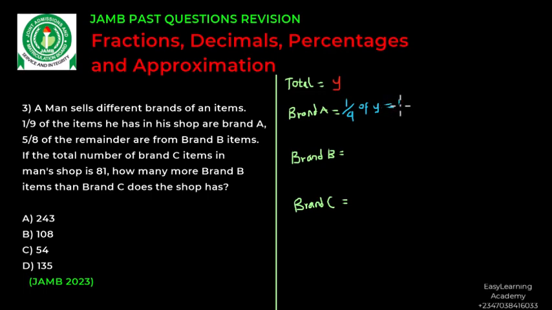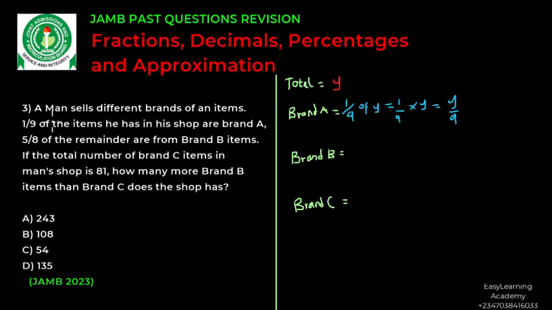Now we change the "of" to times, using basic maths. Wherever we have "of", we bring in multiplication. That gives us 1/9 times Y, which is 1/9 times Y over 1, giving us Y over 9. So Y over 9 is the number of items in brand A.